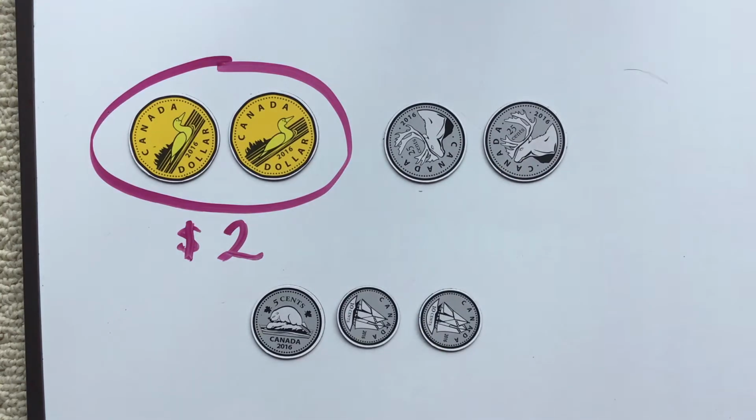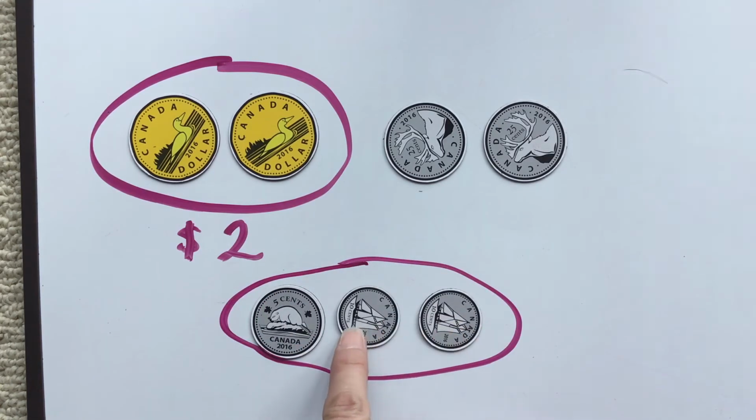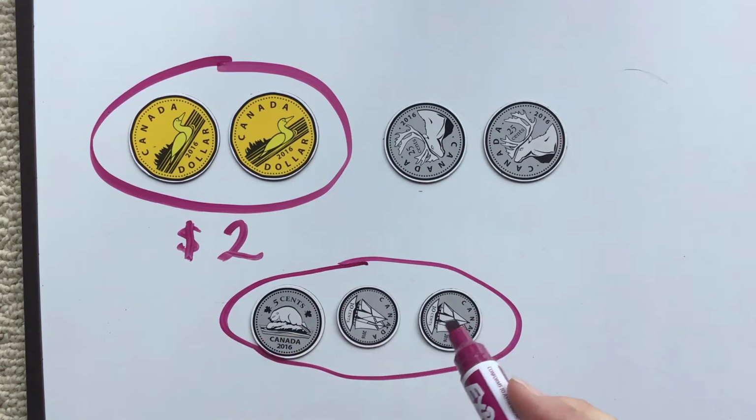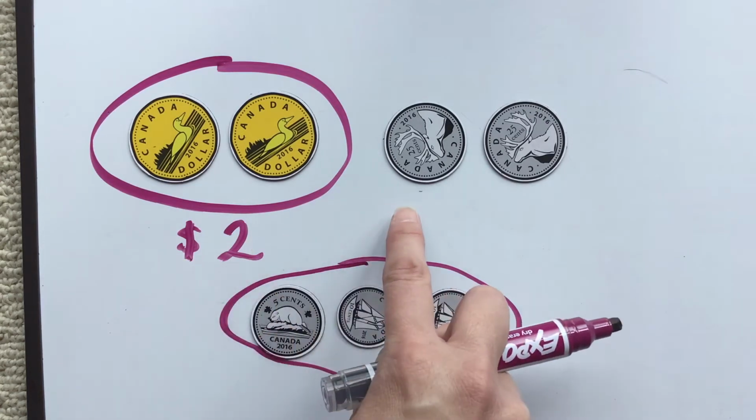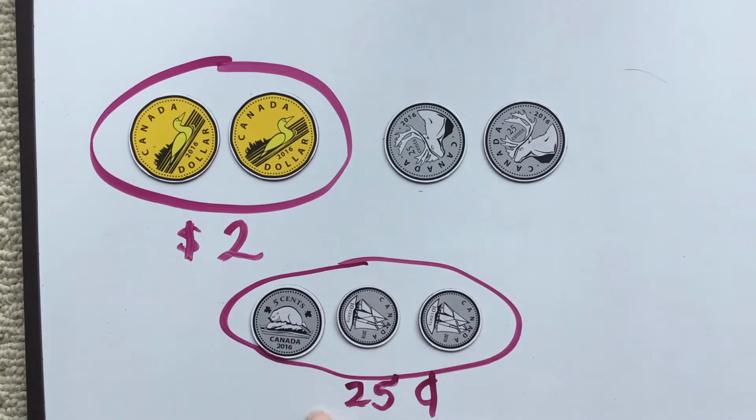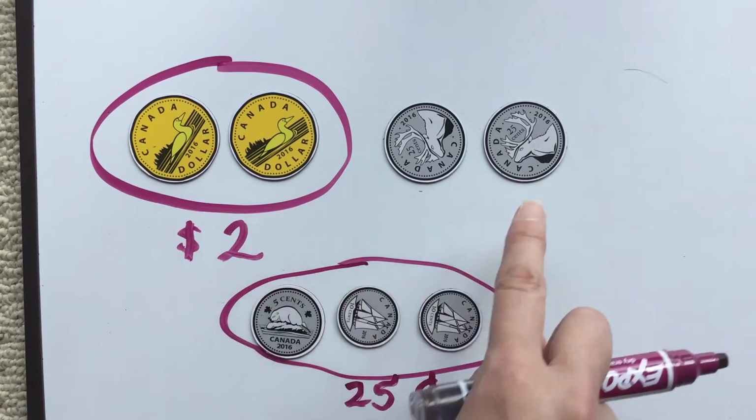That doesn't work. How about 2 dimes and a nickel? Can those be grouped together to make something? Let's find out. 10, 20, 25. That equals 25 cents. So I can definitely group these 3 coins together to make 1 coin. So I could do a toonie, 2 quarters, and actually another quarter, so that'd be 3 quarters in total, which would give me the same total as what I have here.